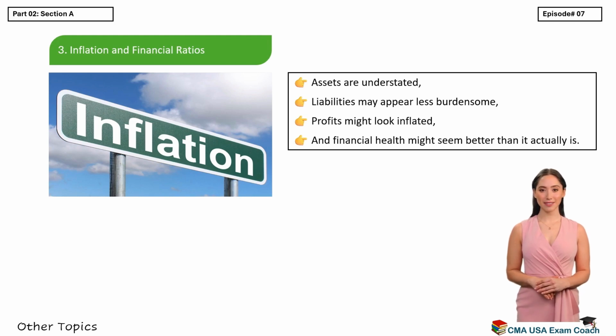Equity and retained earnings. Reported earnings might be overstated, causing retained earnings and equity to appear higher than their real economic value. Overall, inflation distorts financial ratios and makes comparisons over different periods inaccurate unless adjustments are made. In short, assets are understated, liabilities may appear less burdensome, profits might look inflated, and financial health might seem better than it actually is. That's why analysts must be cautious when interpreting financial statements during periods of high inflation.